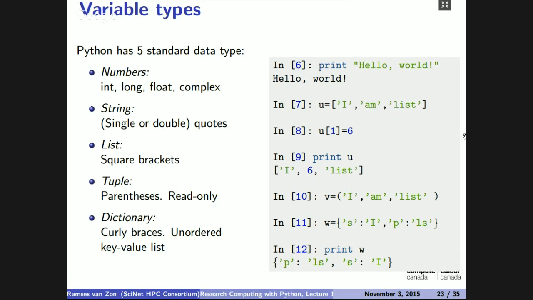Integers, floats, complex numbers, they're all built in. Strings, so bits of text, are in there. Lists are in there with these square brackets. And if you have a list, you can ask for an element from that list by using square brackets as the indicator to get a particular index.